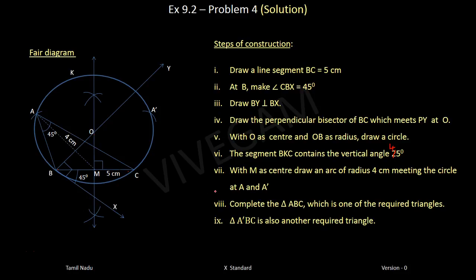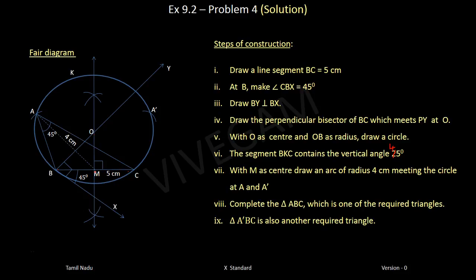Then with M as a center, draw an arc of radius 4 cm meeting the circle at A and A dash. We wanted to have a median, right? So with M as a center and 4 cm as a radius, we drew two arcs cutting the circle at A and A dash. Then complete the triangle ABC, which is one of the required triangles. A dash BC is also another required triangle. So once we have these points A and A dash, join AB and AC, which is a required triangle. Alternatively, if you join A dash and B and A dash and C, A dash BC is also another required triangle. Either one you can use. We are using ABC.